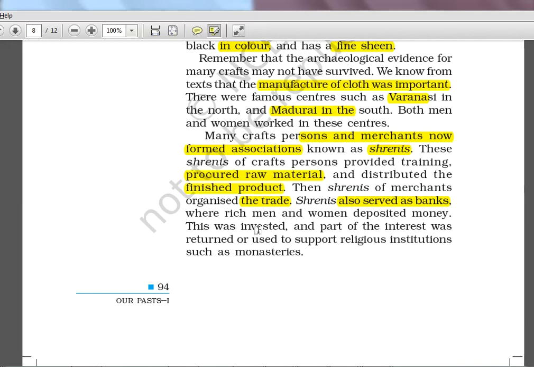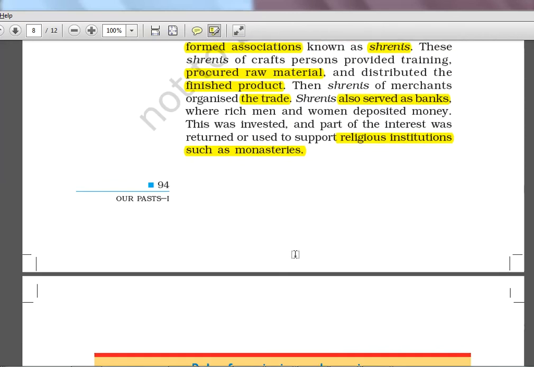Rich men and women deposited money, and this was invested, and part of the interest was returned or used to support religious institutions such as monasteries. Okay, so money is invested, and whatever is getting in return is spent for religious institutions. So this is about Shrenis.